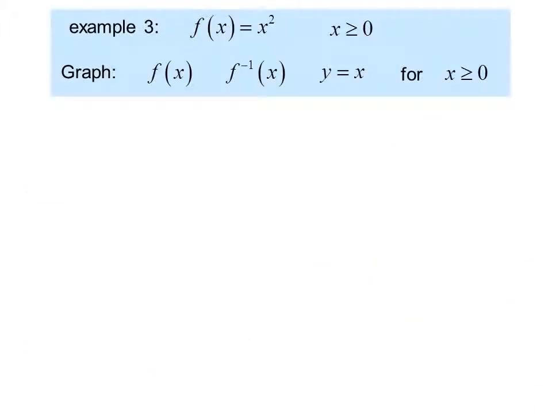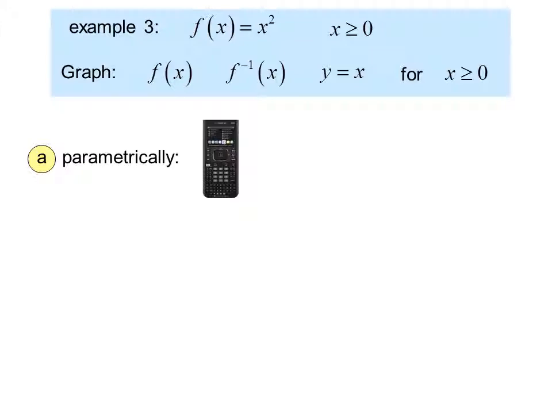Example 3, and this is actually example 3 from some book I had years ago. We have f of x equals x squared for x greater than or equal to 0. We'd like to graph the original function f of x, also f inverse of x, and the line of symmetry y equals x for x greater than or equal to 0.